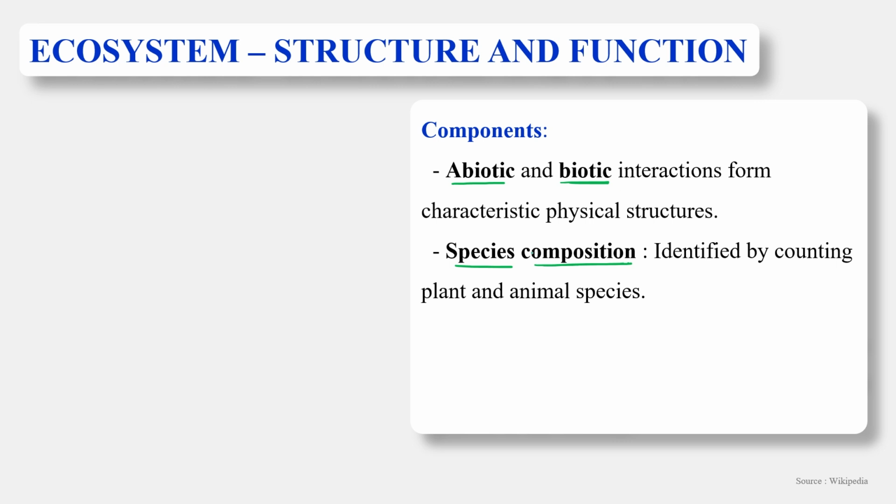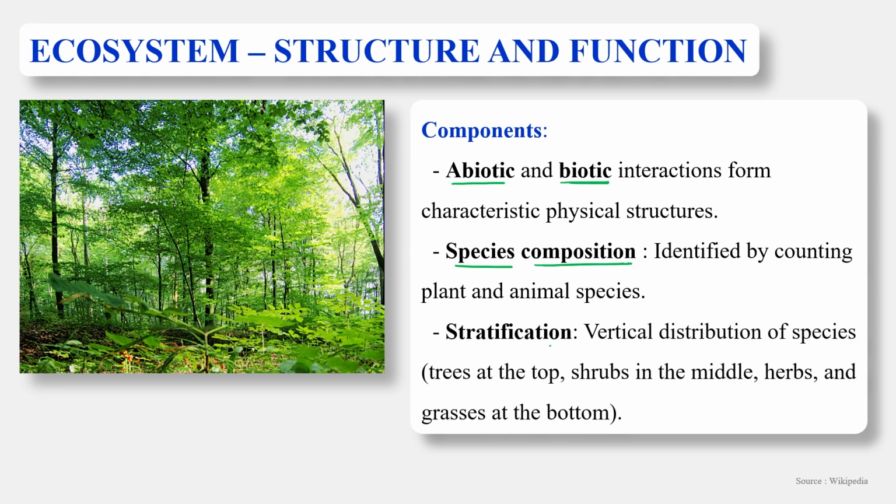And there are certain kinds of species present in a type of ecosystem, so identification of those species, whether they belong to plant or animal species. And third is stratification, which means vertical distribution of species.